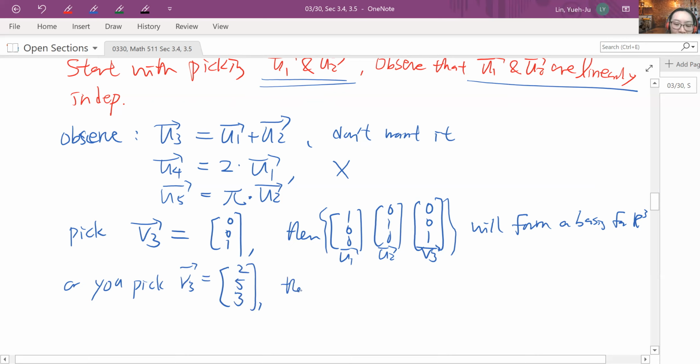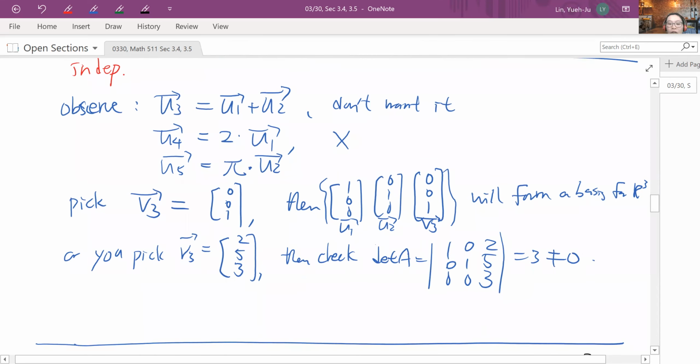Then you can check the determinant, right? In this case it would be 1, 0, 0, 0, 1, 0. That's the first two, and you want to add these three. It will be non-zero, right? So you can also pick V3 to be whatever, right?